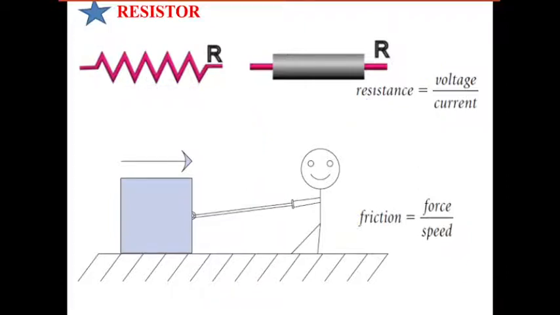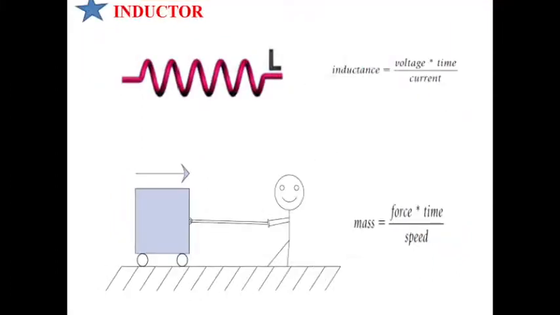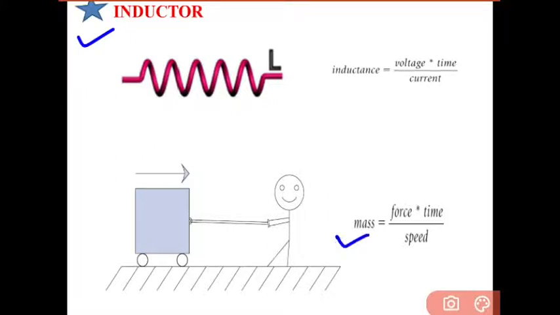And the next term is the inductor. In electrical engineering, we can relate the inductor to mass in mechanical engineering. The definition of mass is force into time by speed, and here inductance we can define as voltage into time by current. Another inherent property of the inductor is that it gets charged whenever electric current is passed through it. Further on we will see in depth the inherent properties of the inductor and of the resistor as well.